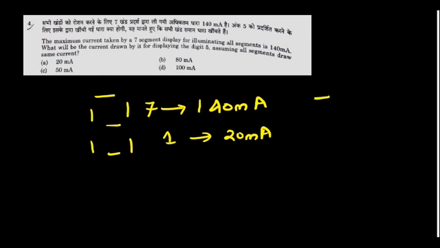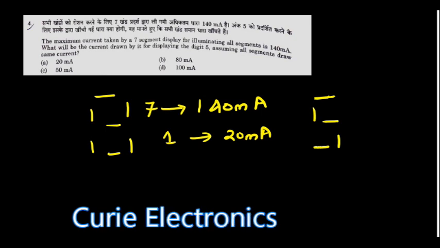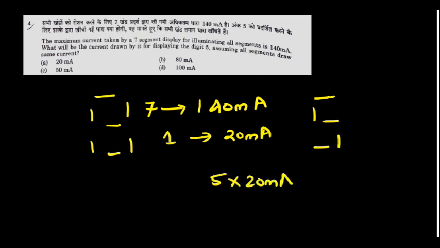Now if you want to make the digit 5, how many LEDs do we have to turn on? The digit 5 looks like this. So 5 LEDs are there. The current required is 5 multiplied by 20 milliamps, as each LED takes 20 milliamps. So it comes to 100 milliamps. So 100 milliamps is the answer.